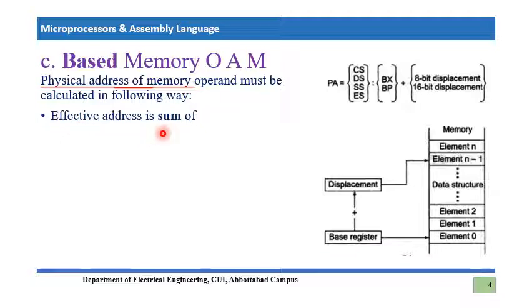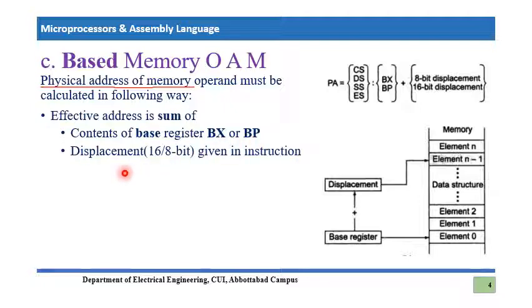will be the sum of two things. Number one is the content of the base register, and that can come either from the BX register or the base pointer register. The second thing involved in the effective address is displacement, and that is a number. It can be either 16-bit or 8-bit. Both these pieces of information, base register and displacement, must be given in the instruction, and these will help us calculate the physical address of the memory operand.